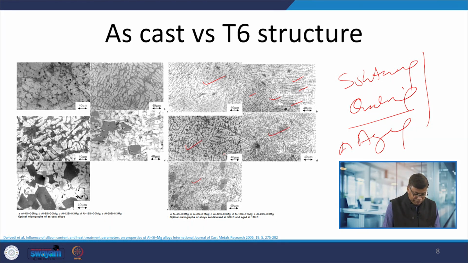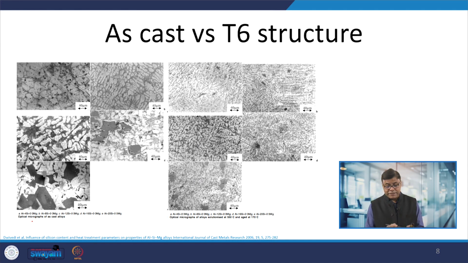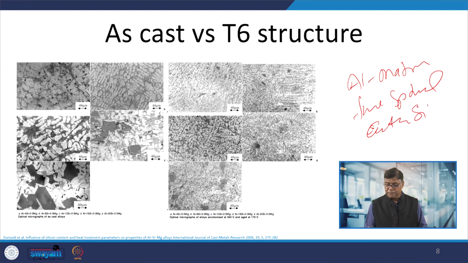Okay. So, what is happening? After the heat treatment, there is a complete modification. We get the aluminum matrix and fine spherical shape eutectic silicon particles, which are well distributed. So, this modification is expected to enhance the hardness, enhance the strength and also ductility.